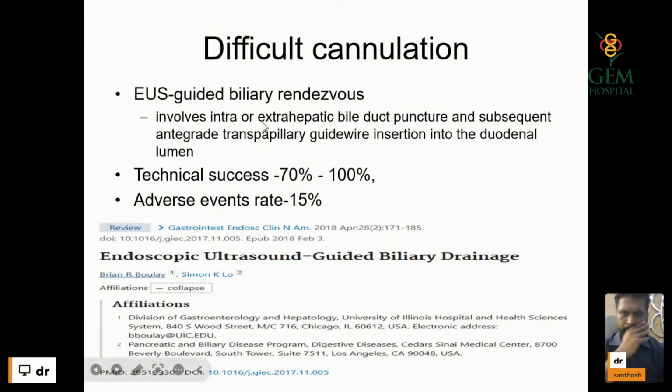For difficult cannulation, there is the EUS-guided biliary rendezvous technique. With EUS, we puncture the CBD and pass a guide wire into the duodenum. Subsequently, we catch it with a side-viewing scope using forceps, and complete the ERCP. The technical success is around 70 to 100%. Adverse events are around 15%.